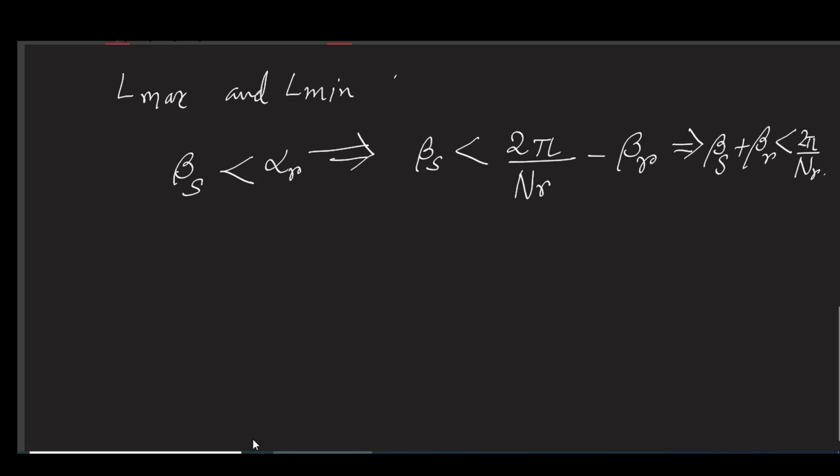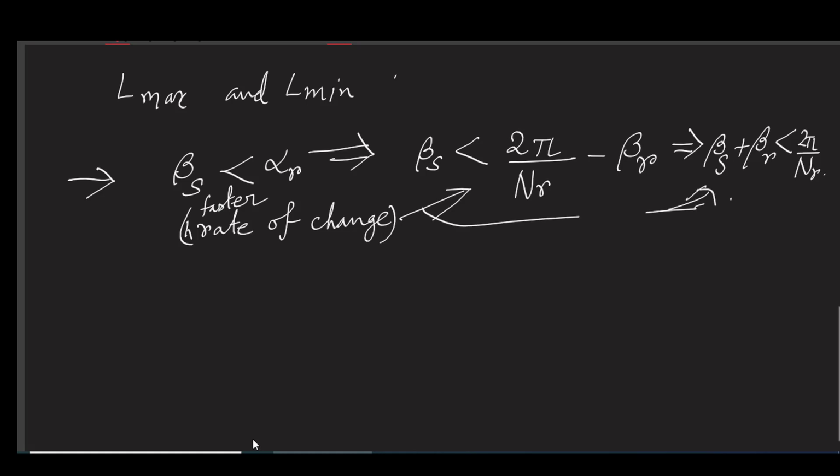This is one. This is required for rapid, means for ensuring a proper rate of change of current. We need this condition. These conditions must be fulfilled.